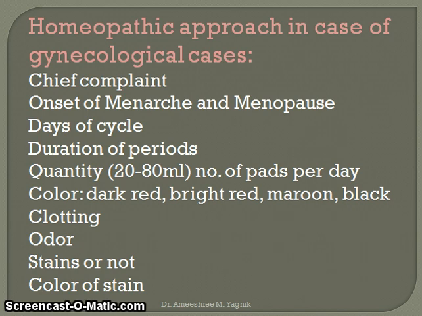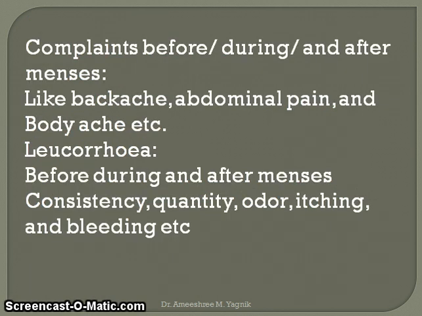Whether the blood is clotted or not is also very important. Odor, the smell of your menstrual discharge, is very important. Whether it stains or not is also very important. Color of stain, whether it is black, brown, maroonish. All these things also help in differentiating the homeopathic medicines. Complaints before, during and after menses are known as concomitant complaints, and they are very helpful in differentiating the homeopathic medicine and getting your best remedy.